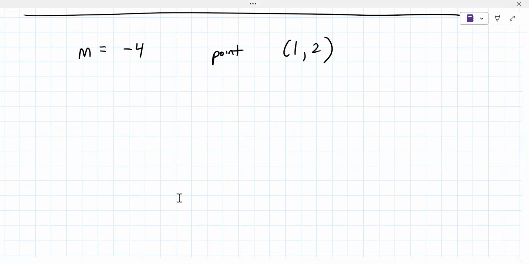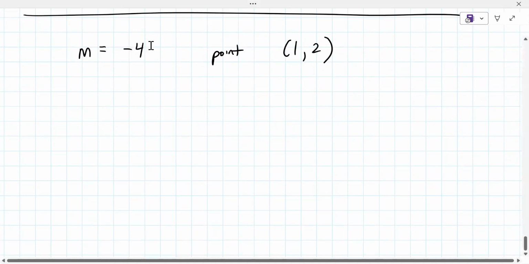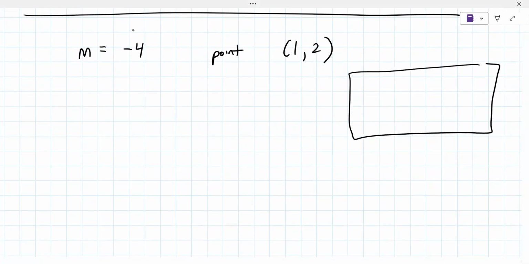Wait, I thought we were doing negative... No. Okay, negative 4. Right? Yep. What's your final answer? Y equals negative 4x plus 6. That is correct.